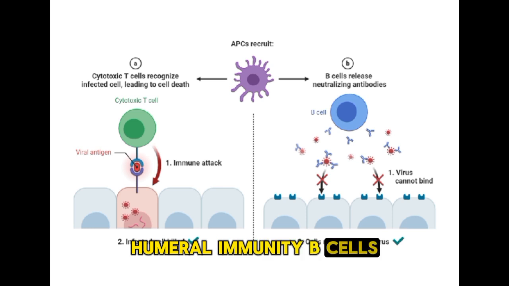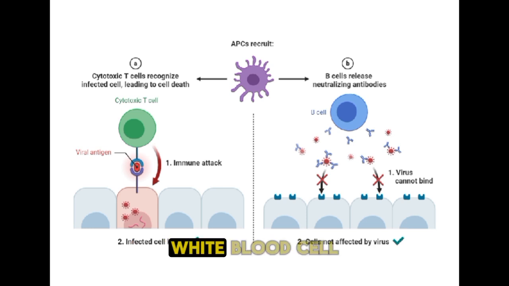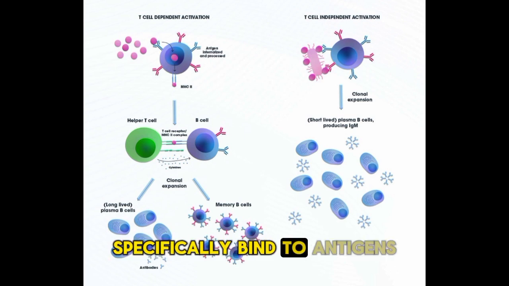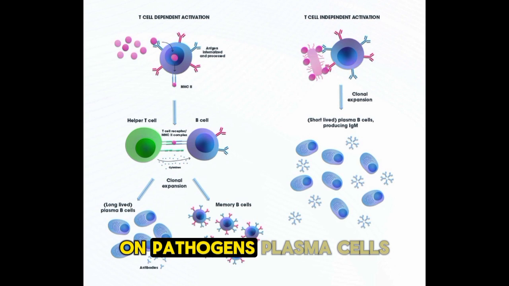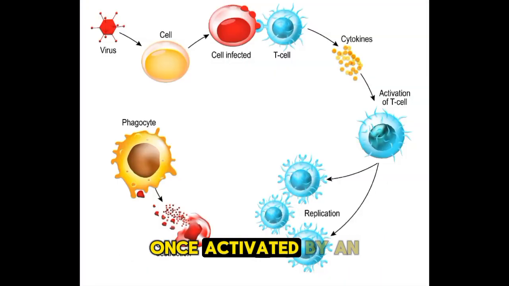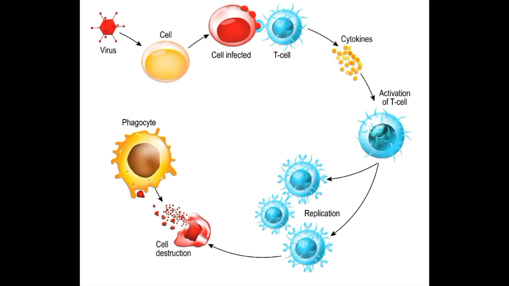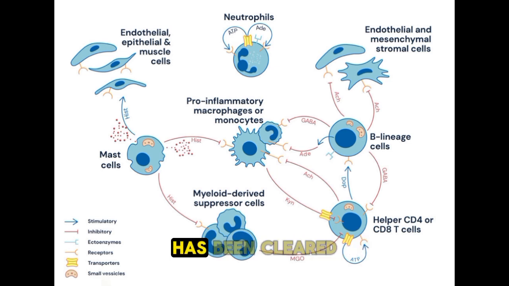Humoral immunity. B cells. B cells are a type of white blood cell that produces antibodies, which are proteins that specifically bind to antigens on pathogens. Plasma cells. Once activated by an antigen, B cells differentiate into plasma cells, which secrete large quantities of antibodies. Memory B cells. These cells remain in the body long after an infection has been cleared, allowing for a quicker response if the pathogen is encountered again.